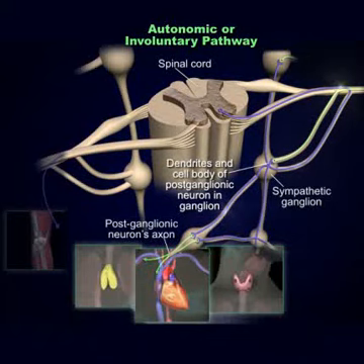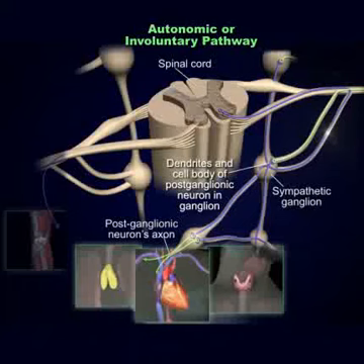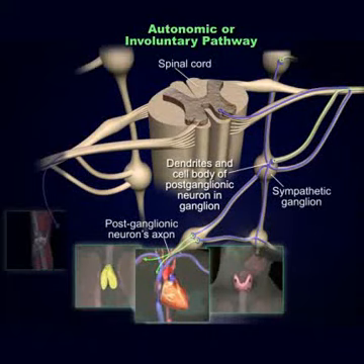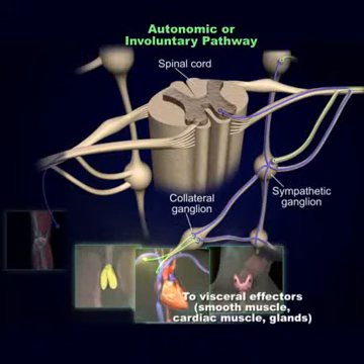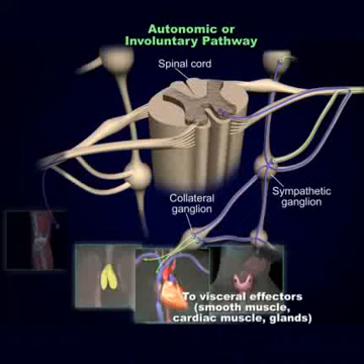The cell body of the second neuron is located in the autonomic ganglion. The axon of the second neuron, the postganglionic fiber, leaves the ganglion and goes to the effector organ. Watch the impulse as it is carried by the preganglionic neuron to the collateral ganglion, where it synapses with the postganglionic axon and then travels to the visceral effectors.